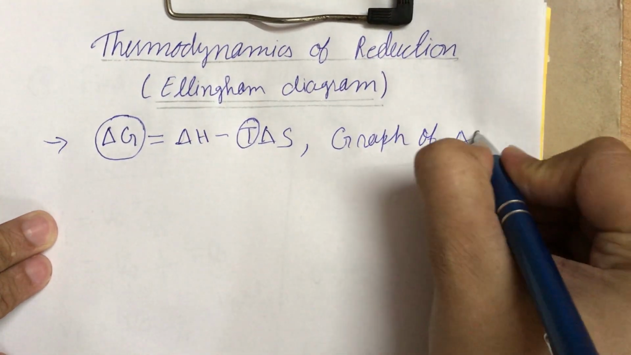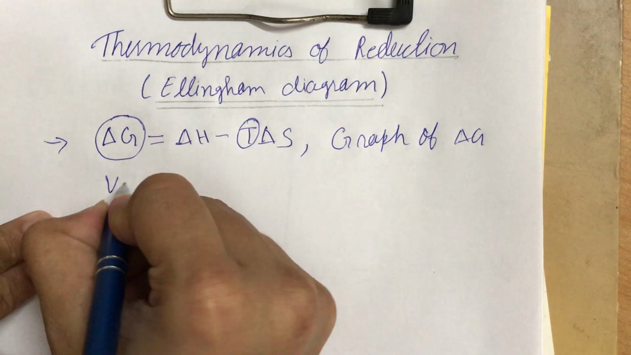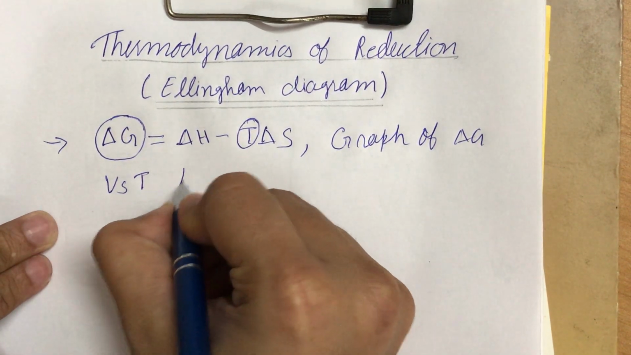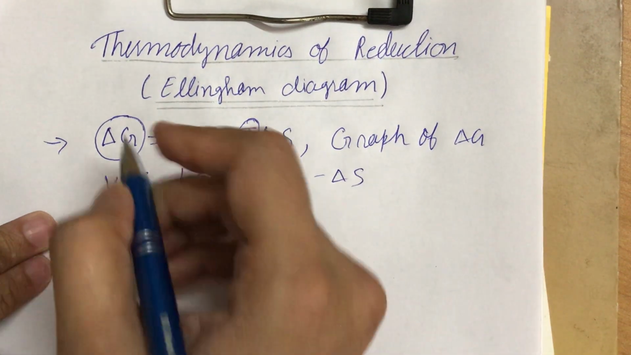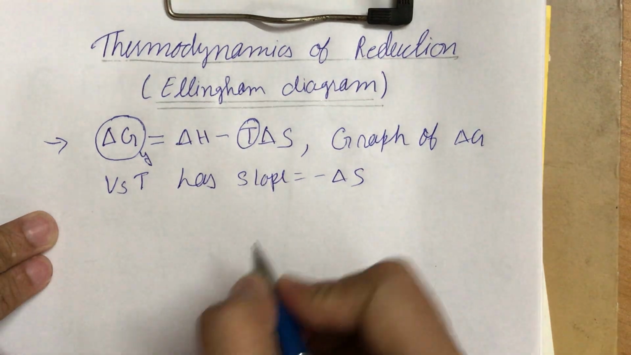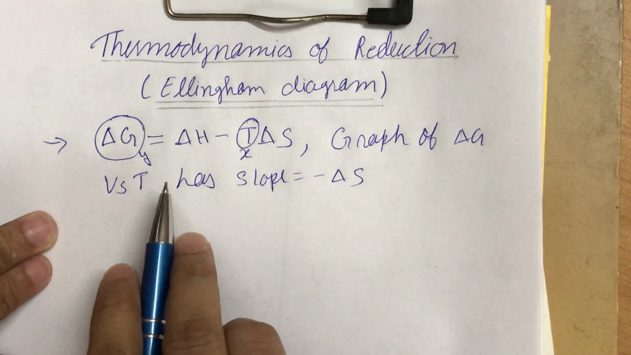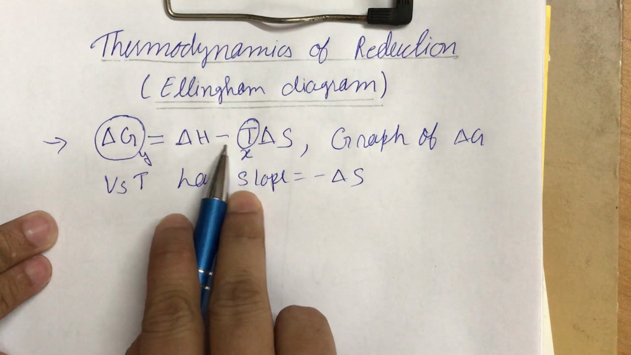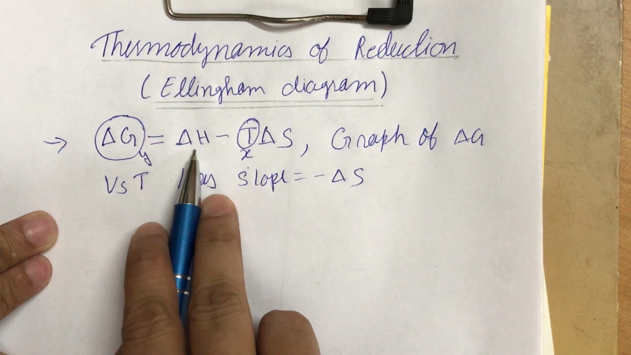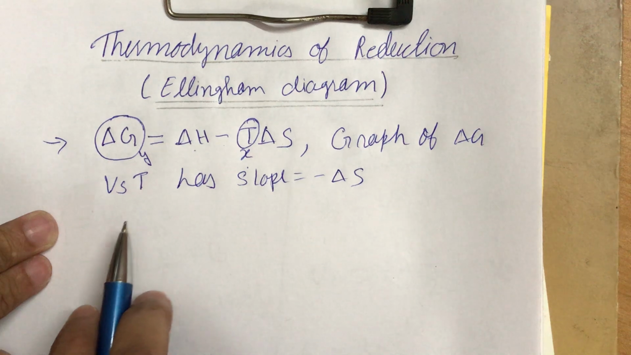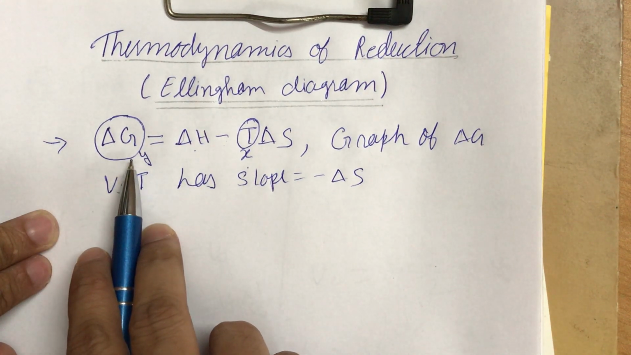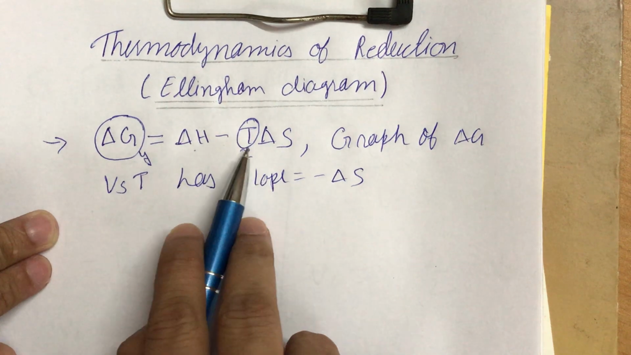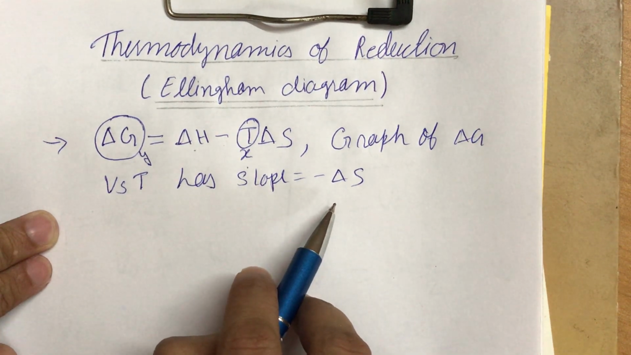Now in this graph of delta G versus T, the slope is minus delta S. If you take delta G along the y-axis and temperature along the x-axis, you will get the equation of a straight line, y equal to m x plus c, where the slope is minus of delta S and the y-intercept is delta H. We are considering delta H to be independent of temperature. This assumption is taken here. So delta G of formation for the metal oxide is along the y-axis and temperature is along the x-axis, with slope minus of delta S.